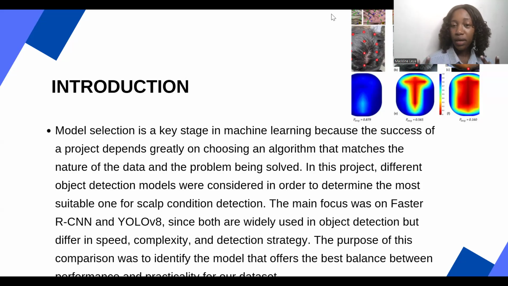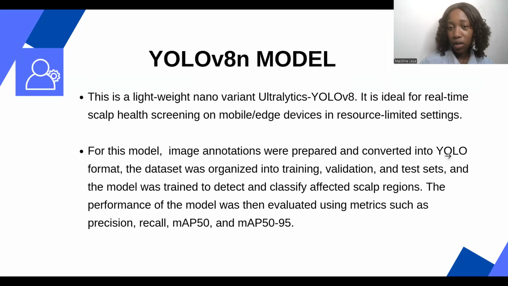So we looked at the main two models, which are Faster RCNN and also YOLO, the You Only Look Once V8 model. First of all, we looked at the YOLO V8 model. This one is a lightweight nano variant of Ultralytics YOLO V8. For the V8N, N is for nano variant, and nano variant means that this model is lightweight, fast and so efficient. So it is ideal for real-time scalp health screening on mobile edge devices.